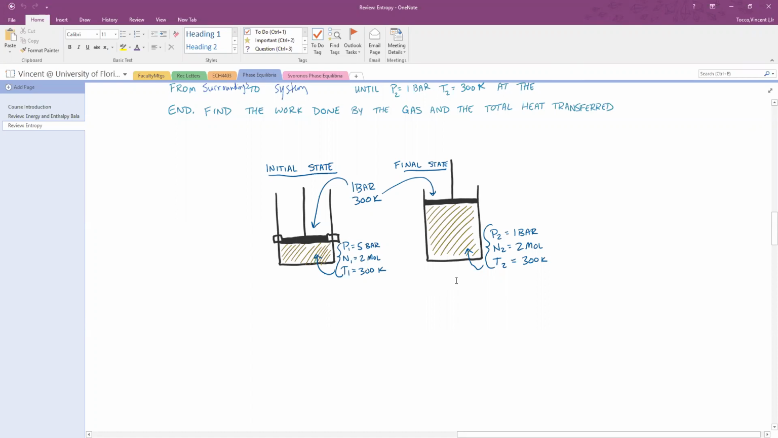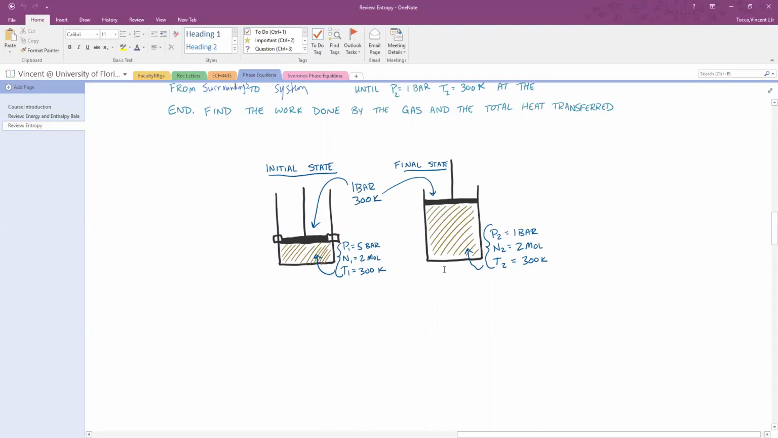So if we define the system as the gas inside the piston and cylinder, the mole balance is going to be trivial again. It's closed, so no in or out flows. You can't generate or consume mass because there's no reaction going on. So moles are going to be unchanged, 2 moles in both cases. But if I want to calculate the work and then the total heat, I'm going to need the energy balance.